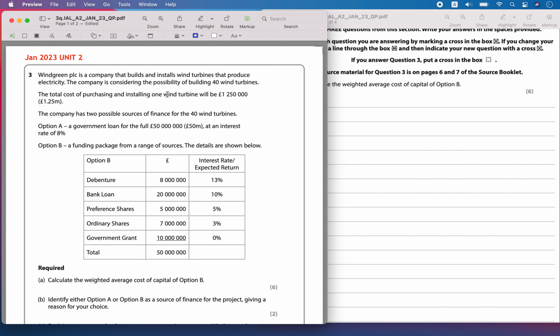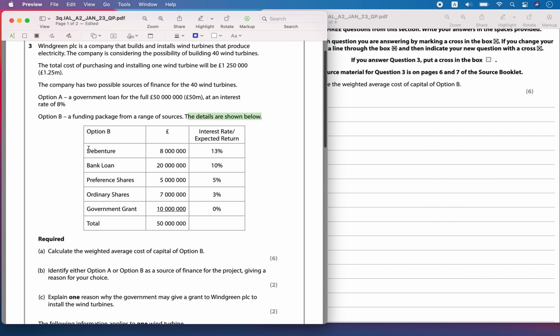The total cost of purchasing and installing one wind turbine will be around 1.25 million. The company has two possible sources of finance for the 40 wind turbines. Option A is to get a government loan for the full 50 million at an interest of 8%, and option B is a fund package from a range of sources. The details are given below.